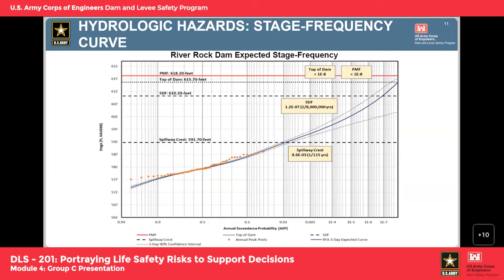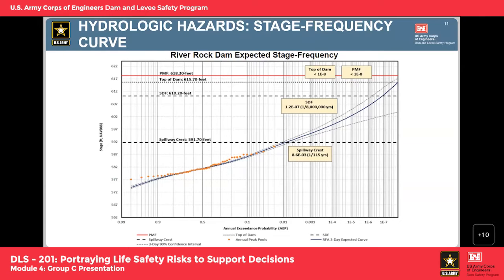Typically for stage frequency curves, we'll see an inflection point at the spillway crest. This one does not have much of an inflection point, which I think kind of makes sense due to the fact of the relatively small spillway capacity of 45,000 CFS. Generally speaking, that's pretty small compared to most of the dams in our portfolio. So the PMF peak stage of 618.2 feet has a best estimate AEP less than 1e to the -8, with the upper uncertainty also less than 1e to the -8.